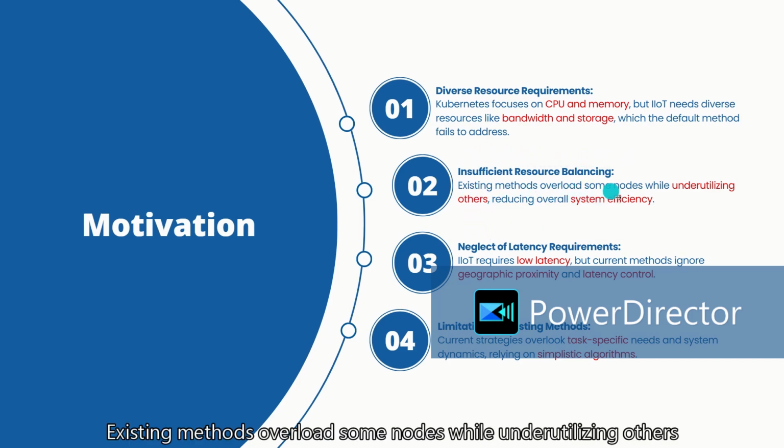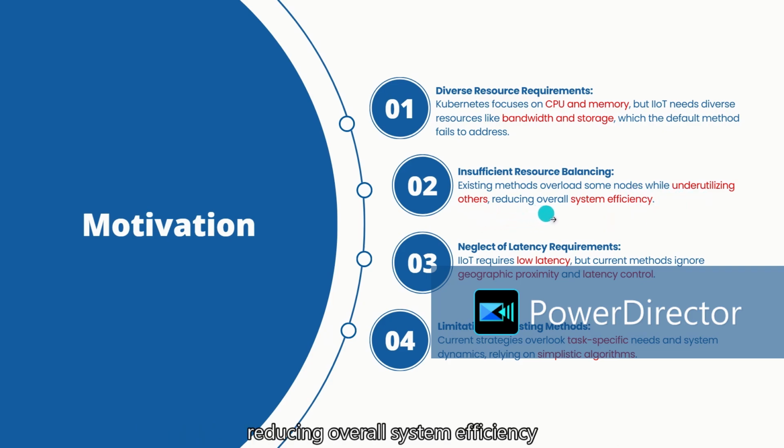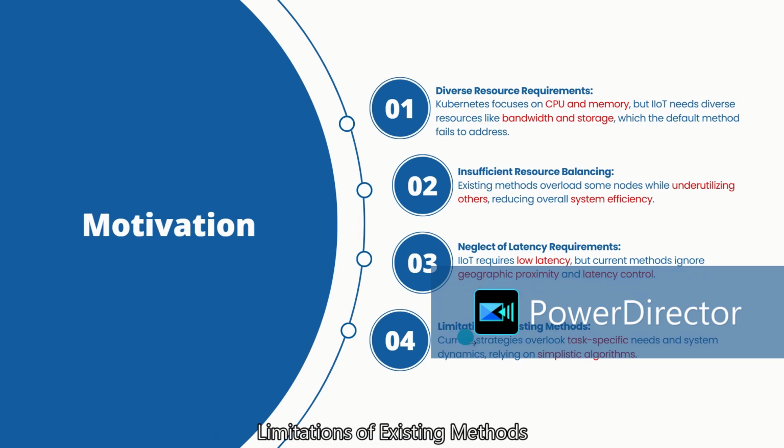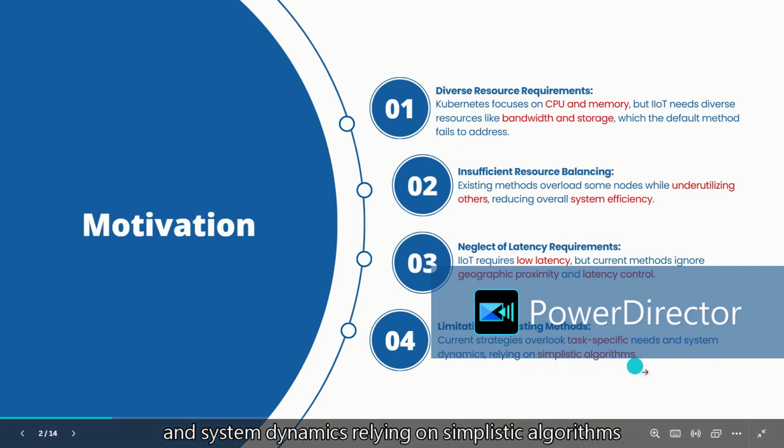Existing methods overload some nodes, while underutilizing others, reducing overall system efficiency. Neglect of latency requirements. IoT requires low latency, but current methods ignore geographic proximity and latency control. Limitations of existing methods. Current strategies overlook task-specific needs and system dynamics, relying on simplistic algorithms.